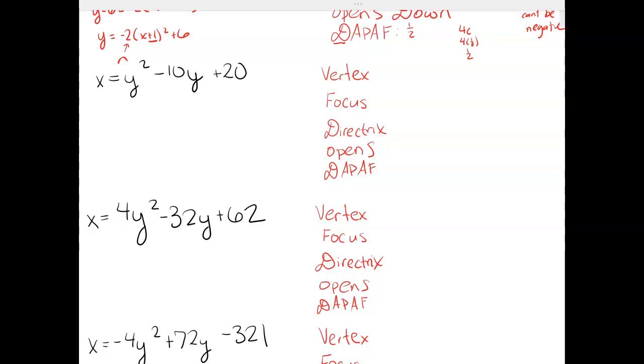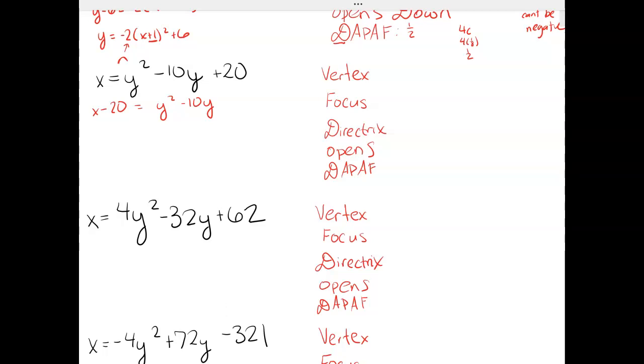Alright, my next one is an x equals, which is a little weird, but I see that I've got my y squared and a negative 10y, so I need to put those to one side and everything else goes to the other, because those are my terms that are squared this time. So I've got now x minus 20 is equal to y squared minus 10y. This time I don't have to worry about factoring anything out, which is kind of nice.